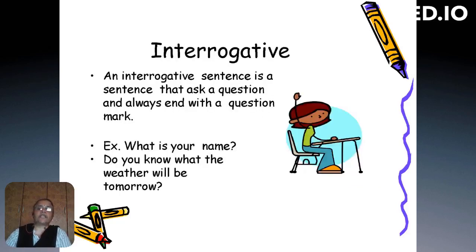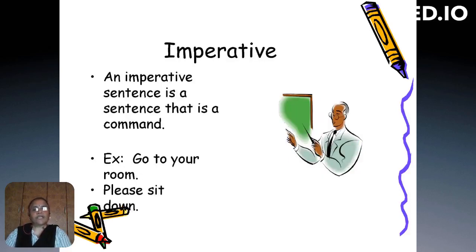The next type of sentence is interrogative, again taken from the word interrogation, which means to question. An interrogative sentence is a sentence that asks a question and always ends with a question mark. We saw earlier that three punctuation marks are required for ending any sentence. We've already seen the period or the full stop for declarative or assertive sentence, the exclamation mark for the exclamatory sentence, and an interrogative sentence carries a question mark. For example, what is your name? Do you know what the weather will be tomorrow? So these are simple examples.